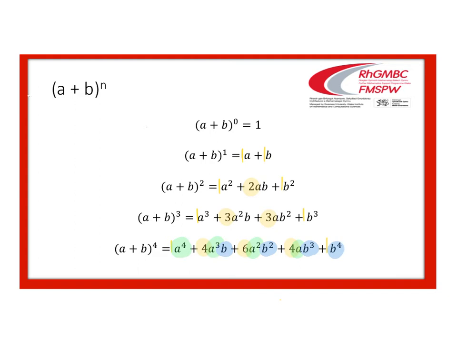So the terms a and b follow some quite simple patterns, and we could do that with any expansion. (a plus b) to the power of 5 would start at a to the power of 5 and then decrease down to a to the power of 0, and it would start at b to the power of 0 and increase up to b to the power of 5. What's different is these coefficients, so what we want is a nice quick way to find these coefficients.